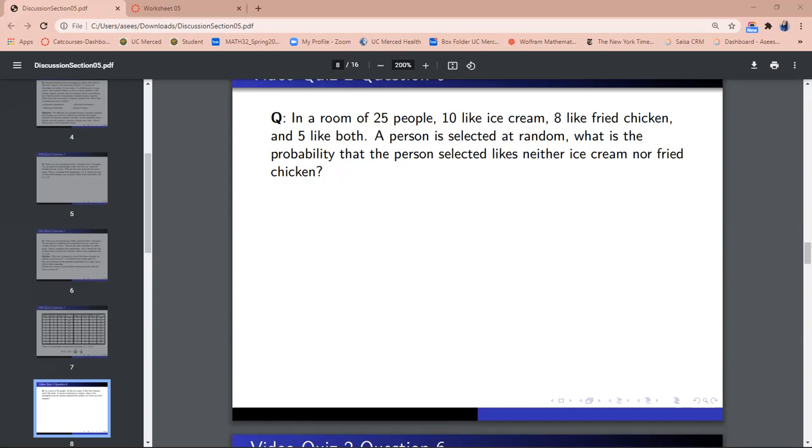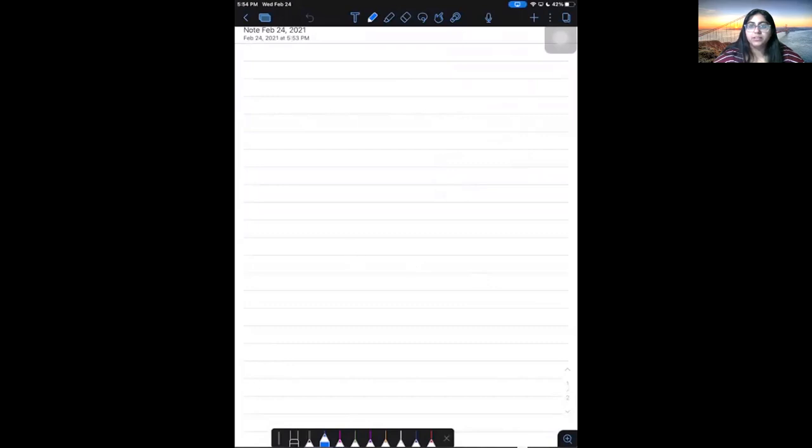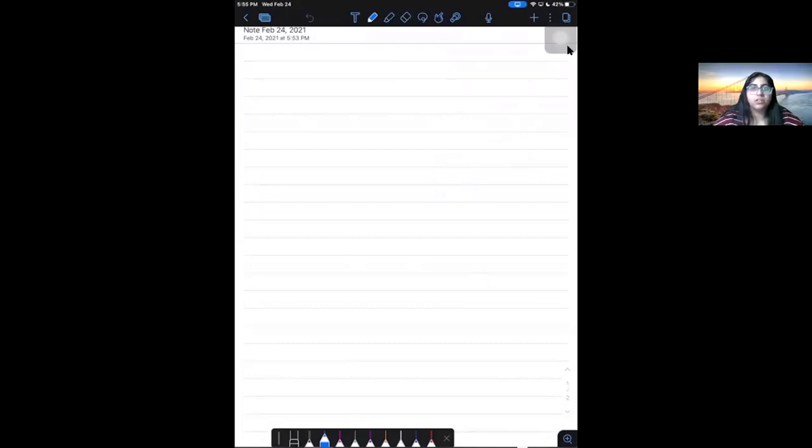In this case, I'm actually going to share my iPad, if I can. Yes, good news. Neither ice cream nor fried chicken. We're going to try to find the probability of that. Yes, absolutely. I'm going to try to share my iPad. And let's talk about this question a little bit. Okay. Can everyone see my iPad? Oh, there we go. Yes, okay, perfect, thank you.